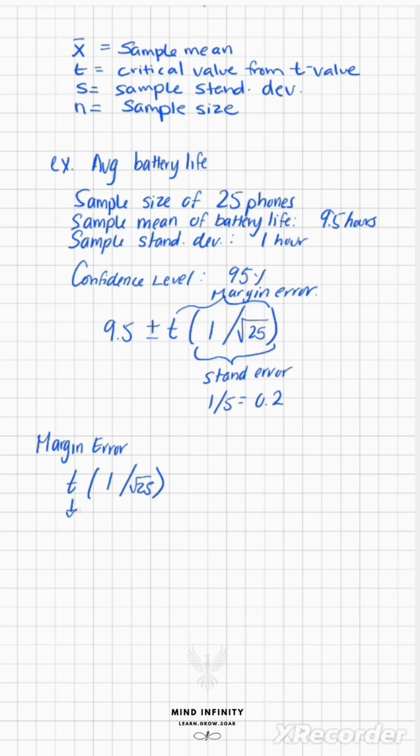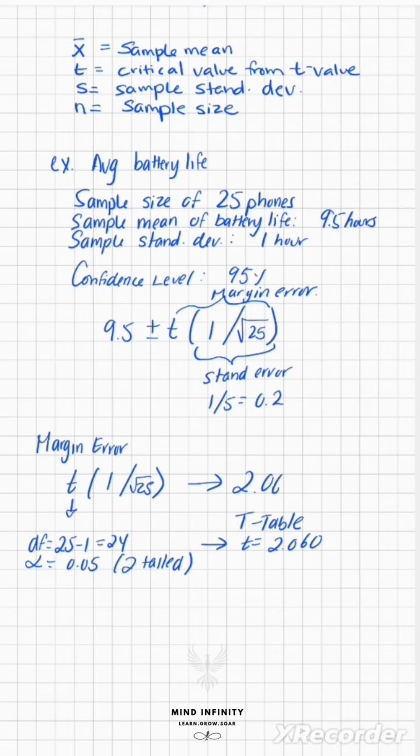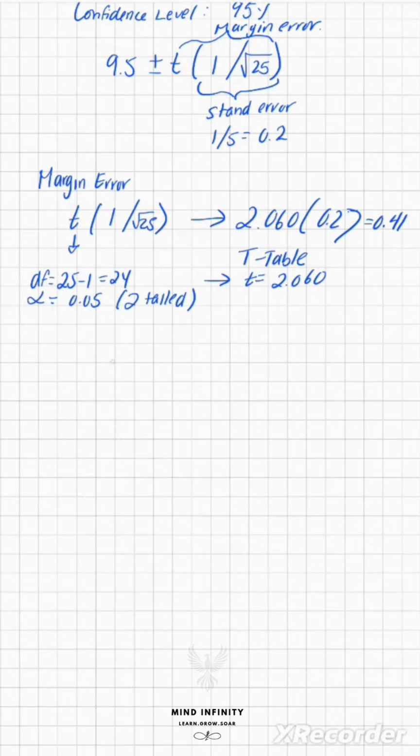So to find the t value, we need the degrees of freedom, which is 25 minus 1, which is 24. Our alpha is 0.05 and it's two-tailed. So from the t table, we can get the t value, which is 2.060. So our margin of error is 2.060 times 0.2, which is 0.41. So again, we have 9.5 plus or minus 2.060 times 1 divided by the square root of 25, so 9.5 plus or minus 0.41.